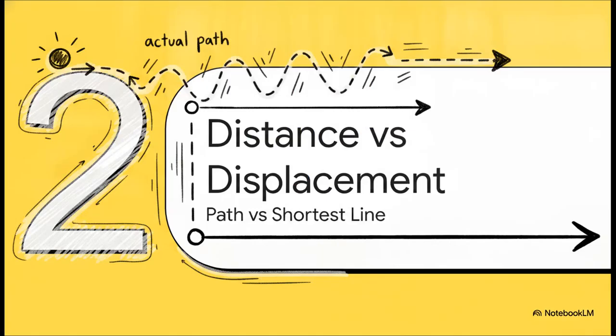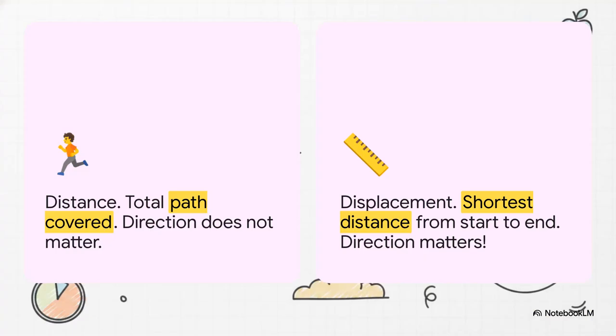Moving right along to Section 2, Distance versus Displacement. This is a classic exam favorite, so pay close attention. Distance is a scalar quantity, meaning it only cares about the total path covered. Displacement, on the other hand, is a vector quantity. It needs both magnitude and direction, and it represents the absolute shortest straight line between the starting and ending points.